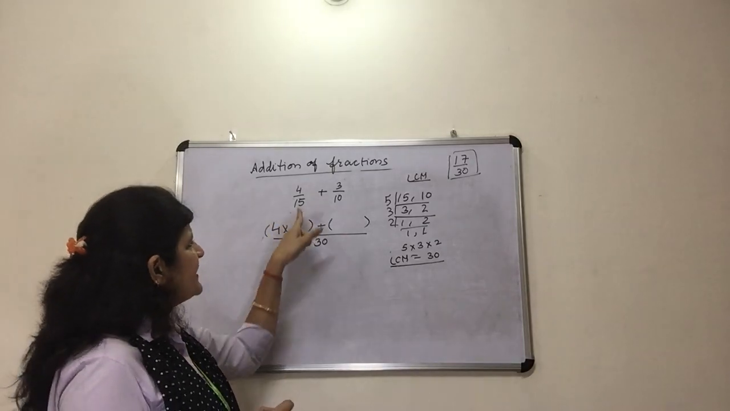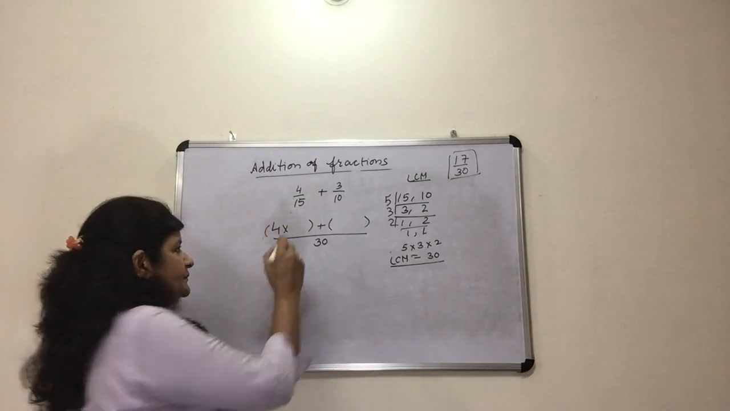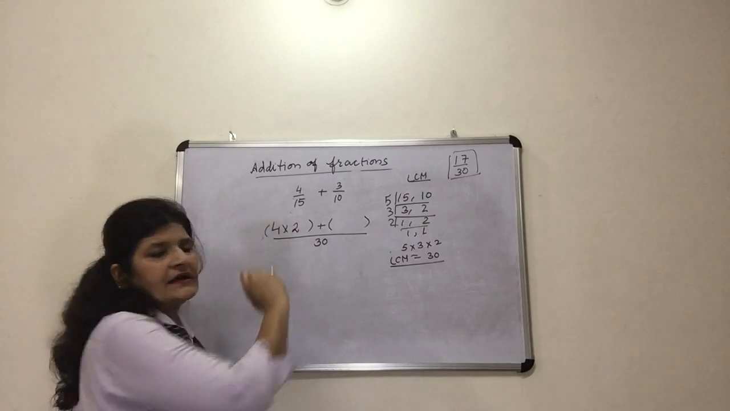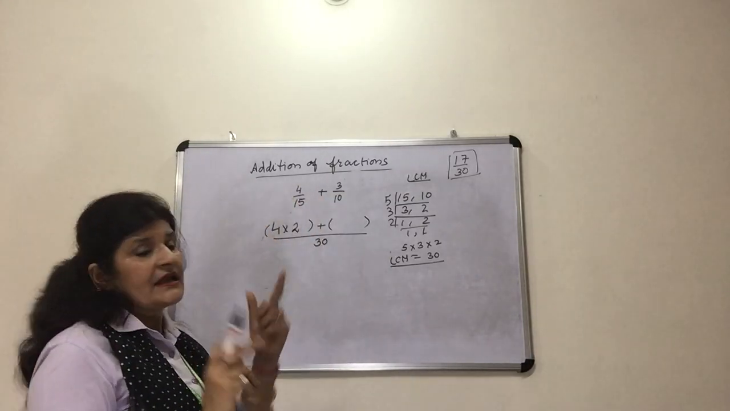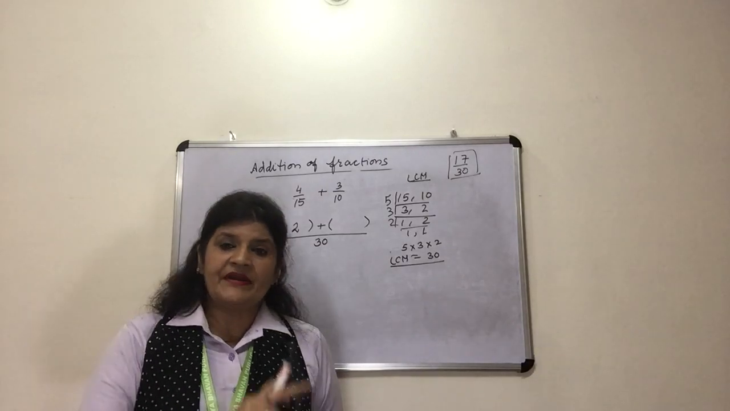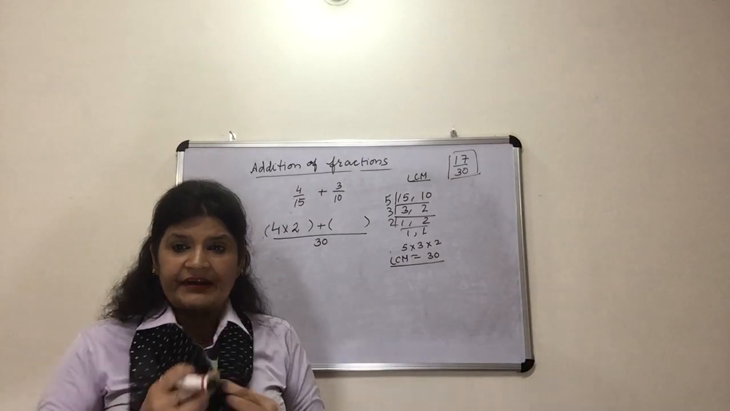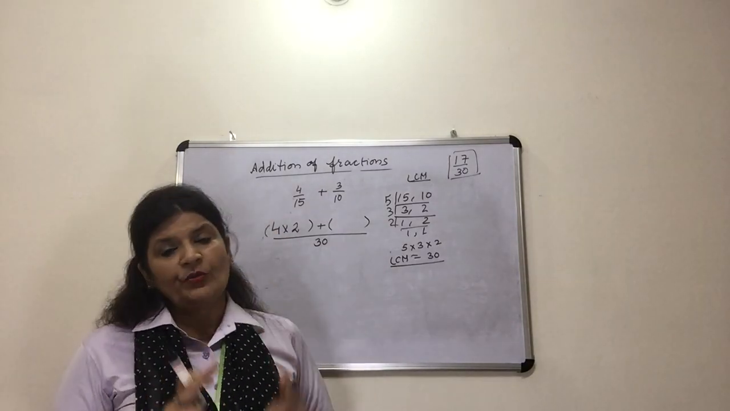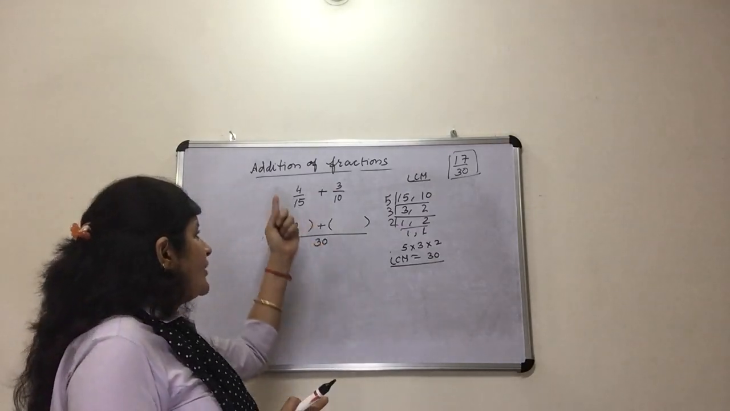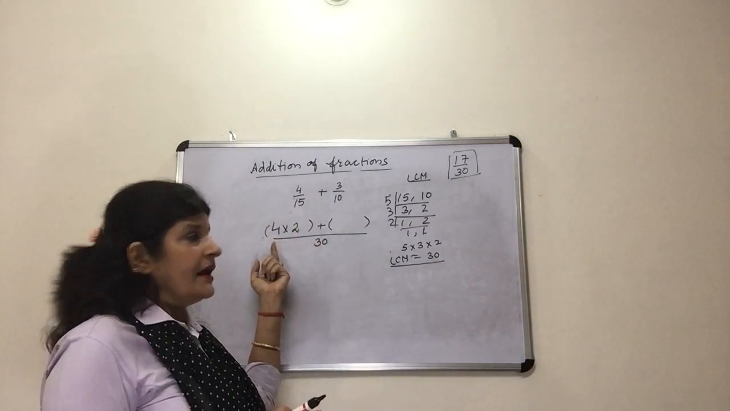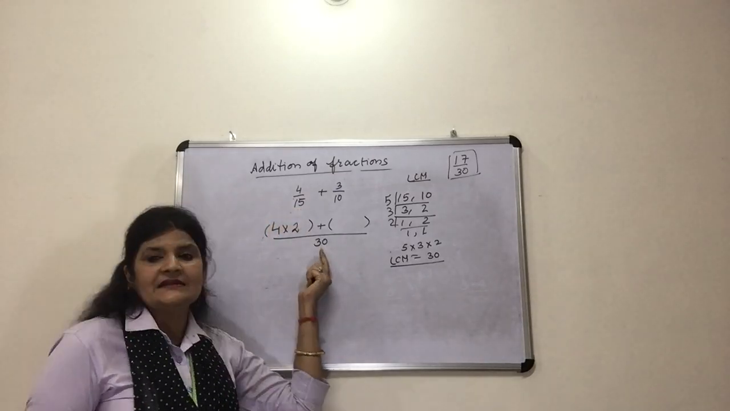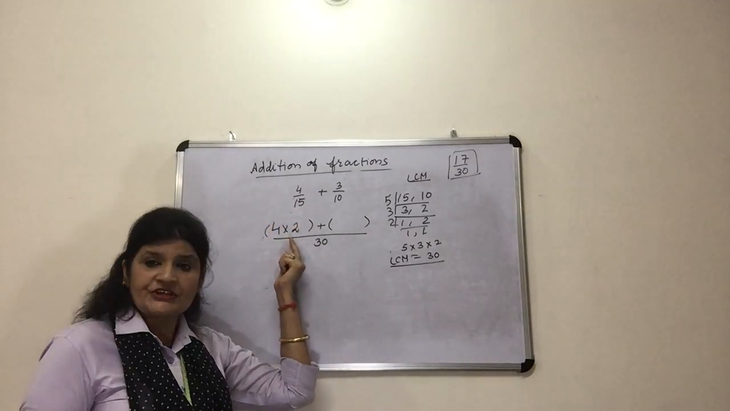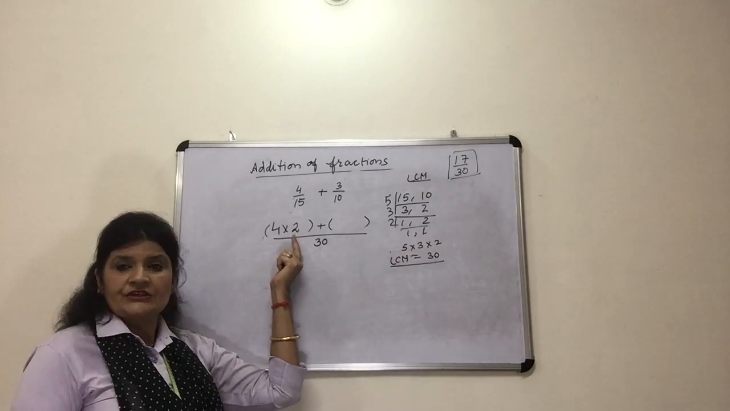So 30 is being divided by 15. So 15 twos are 30. Right? Now the same here, because in the previous session I have told you that a fraction has two parts, numerator and denominator. So we just copy the numerator, and with the help of this denominator we divide this LCM. We got 2, whatever the quotient we got, we have written that quotient over here.